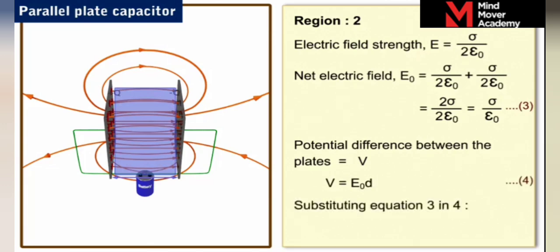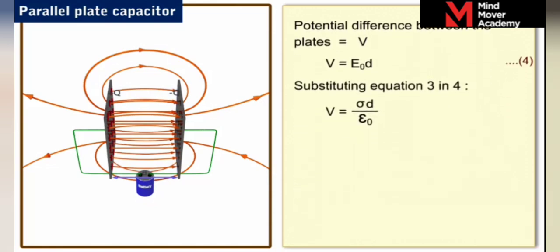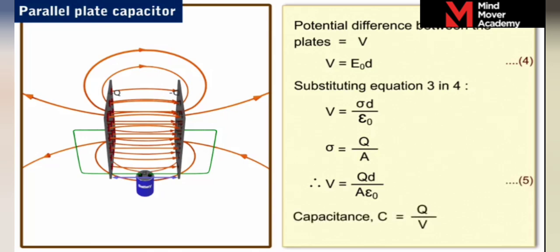Substituting equation 3 in 4, we get V is equal to sigma d by epsilon naught. But we know that the charge density sigma is equal to Q by A. Therefore, we have V is equal to Q d by A epsilon naught. Let us label this as equation 5. Now, capacitance of a parallel plate capacitor C is equal to Q by V. Let us label this as equation 6.